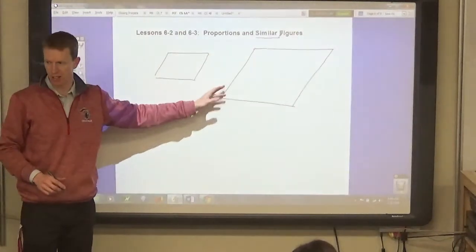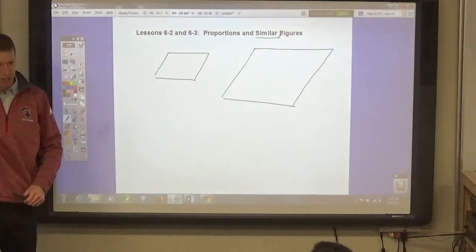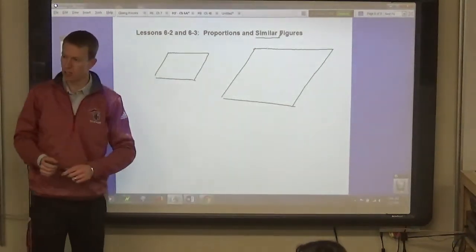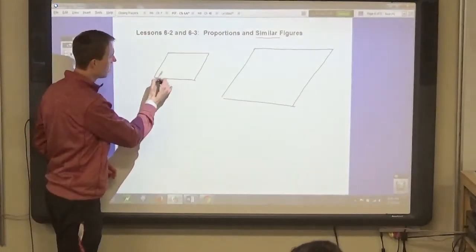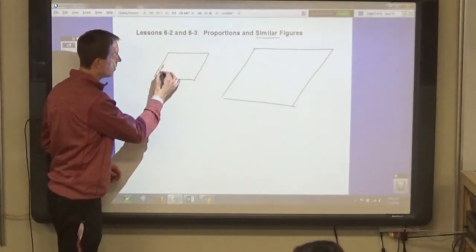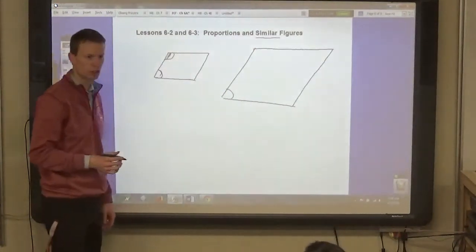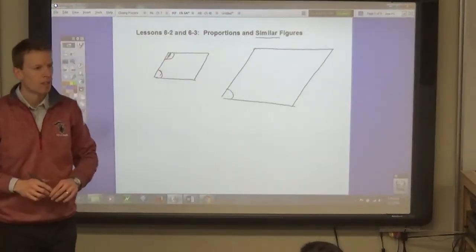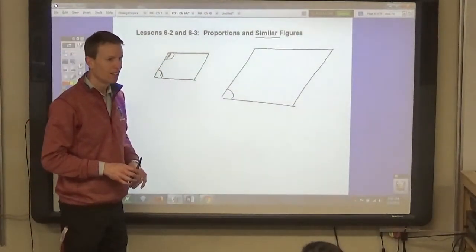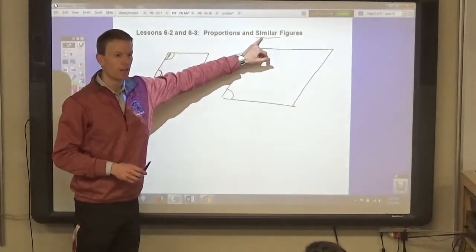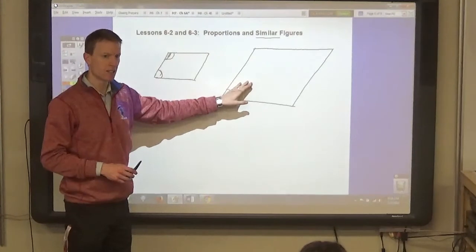What shape is this? Square. No, it's not a square, because it doesn't have right angles. These are not right angles. They don't go 90 degrees. These are acute, and these are obtuse. What was the word? Similar? That means they are the same shape, but different sizes.